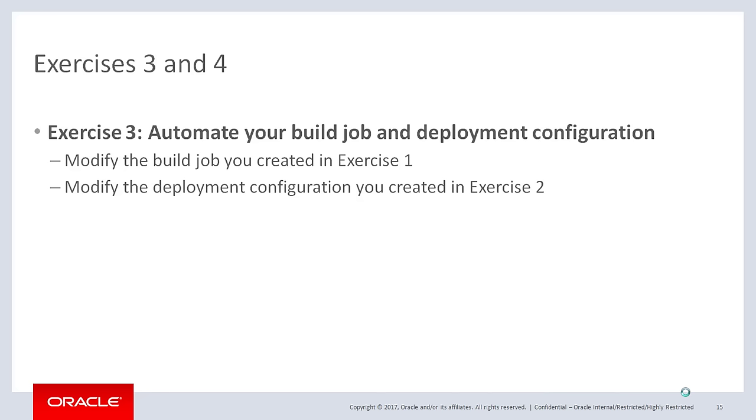Complete Exercise 3 to implement continuous integration and continuous deployment. In this exercise, you'll implement continuous integration and continuous deployment by automating the build and deploy process for your project. You'll modify the build job you created in Exercise 1, then you will modify the deployment configuration you created in Exercise 2.